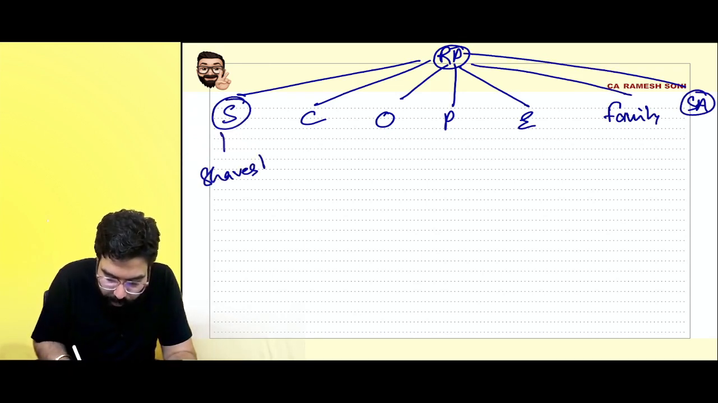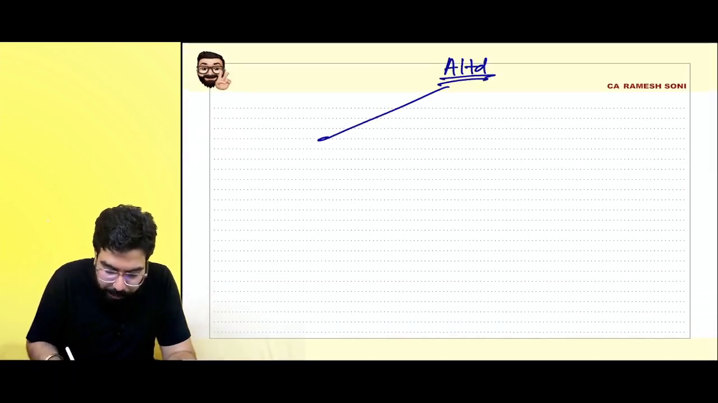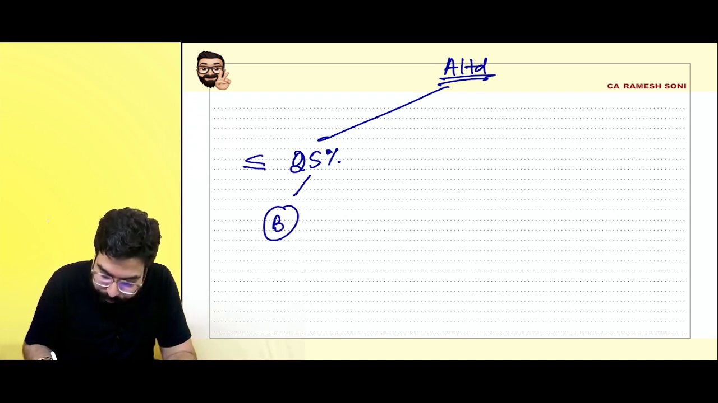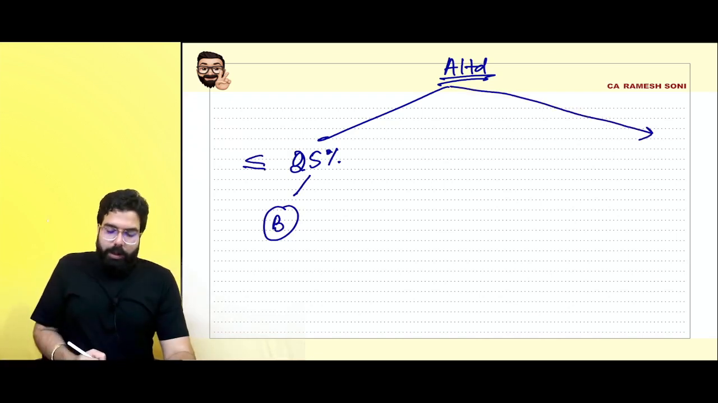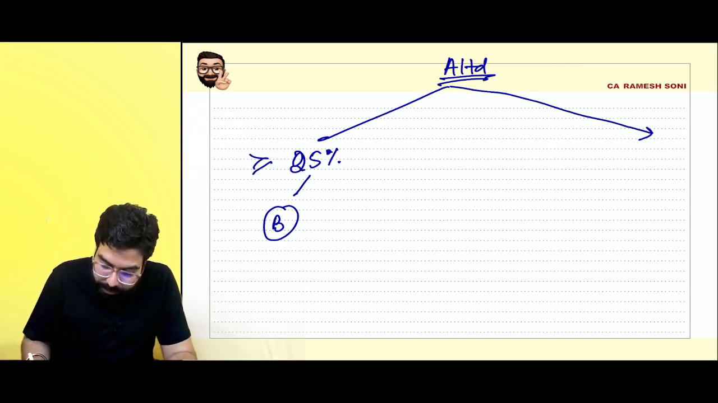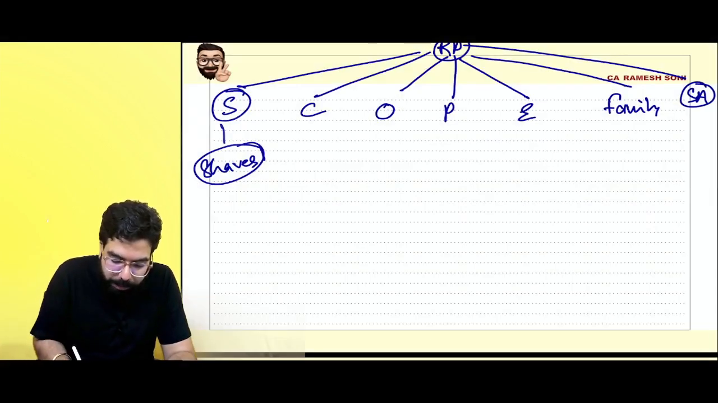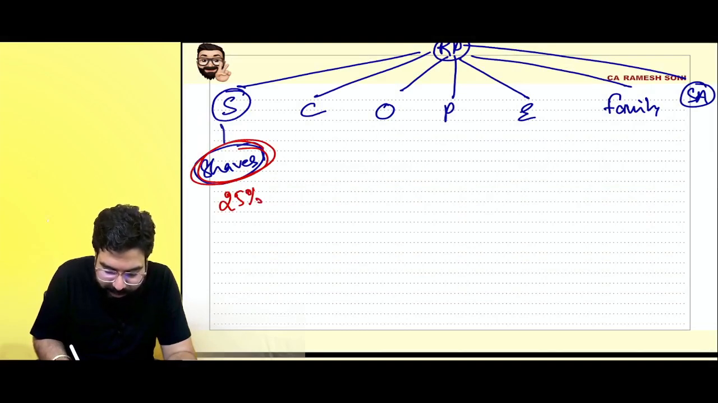Shares. Suppose A Limited is holding at least 25% shares in B Limited and at least 25% shares in C Limited. At least means not less than, greater than or equal to. Always remember, B and C will become related. What have they told us? When one person is holding at least 25% shares in both of them, they are related. Remember always.